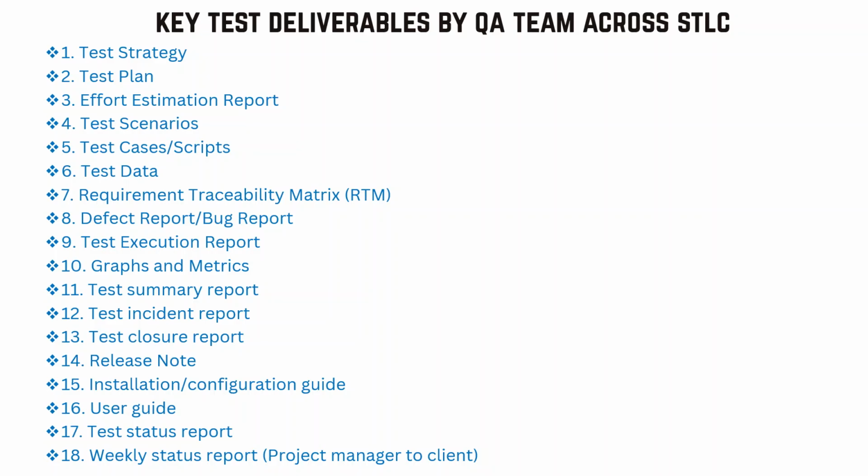incident report, test closure report, release note for all kinds of minor or major release, installation or configuration guide, user guide for the end-to-end flow of the application, test status report, weekly status report to the project manager or the client. These are the different deliverables the testing team needs to share with the respective stakeholder or the customer. There might be a couple more, but these are the main key test deliverables by the QA team across the STLC phases.